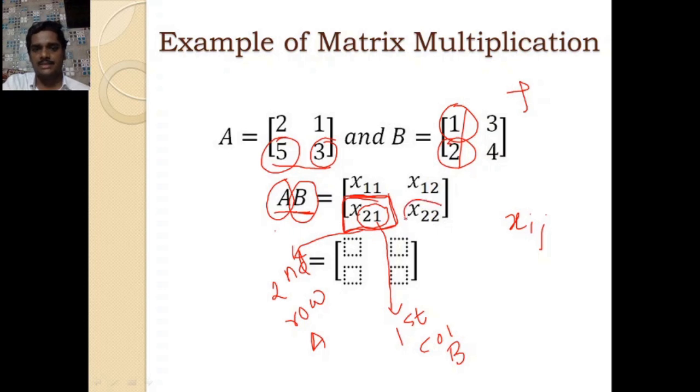Suppose I'm talking about x22. So row index is 2. Row index is 2 means you have to pick second row of A. Second row of A. Column index is 2. So means you have to pick second column of B and you have to multiply them together to get this x22. I hope the idea is clear. Let's do it one by one. If at all not clear, it will be clear.